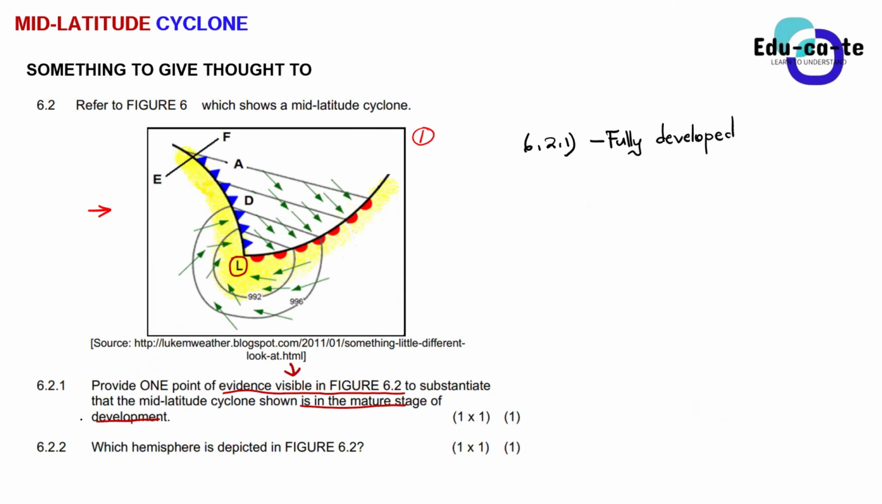What else can be evident from this diagram? That is all about talking about the mature stage alone. When a mid-latitude cyclone is fully mature, how else can you identify it?